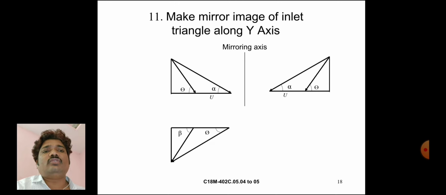Phi, alpha, u, beta, phi. Alpha, phi, u. Mirroring axis. Alpha, phi, u. Phi, alpha, u. Beta, phi. These show how to make the mirror image of the inlet triangle along the y-axis.